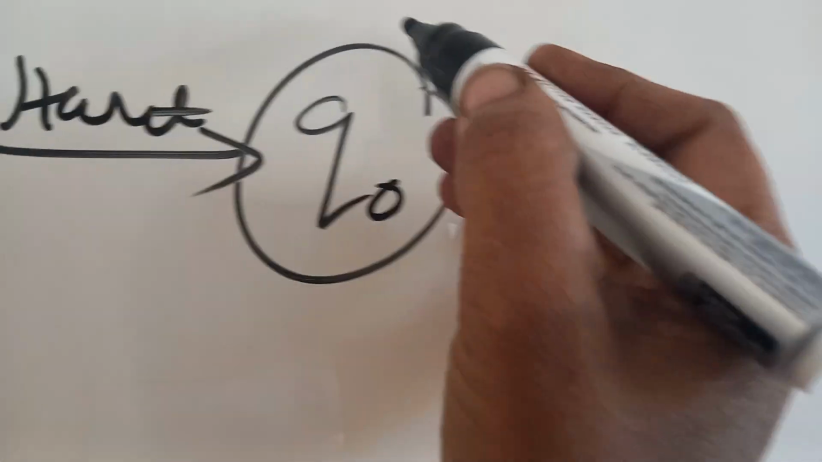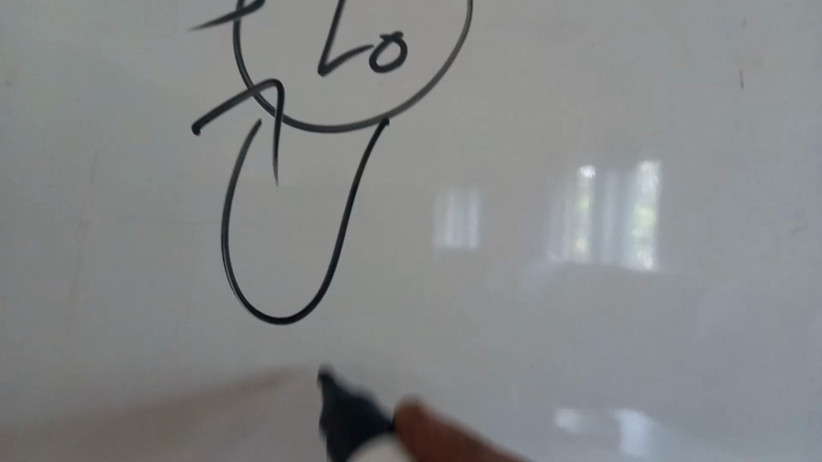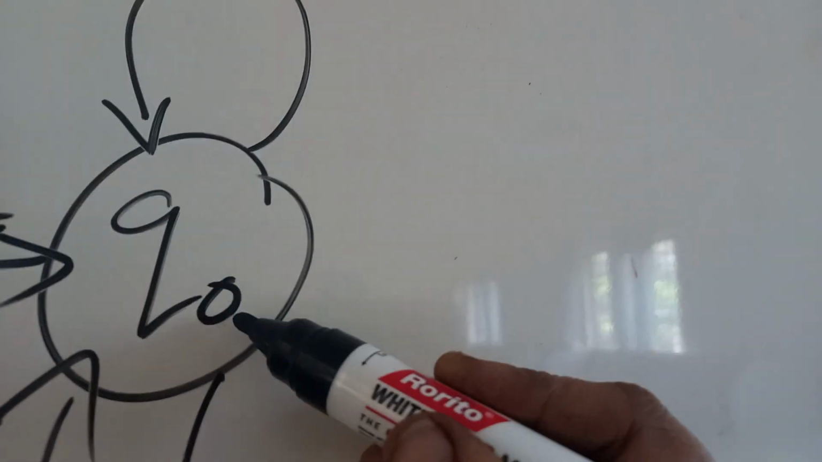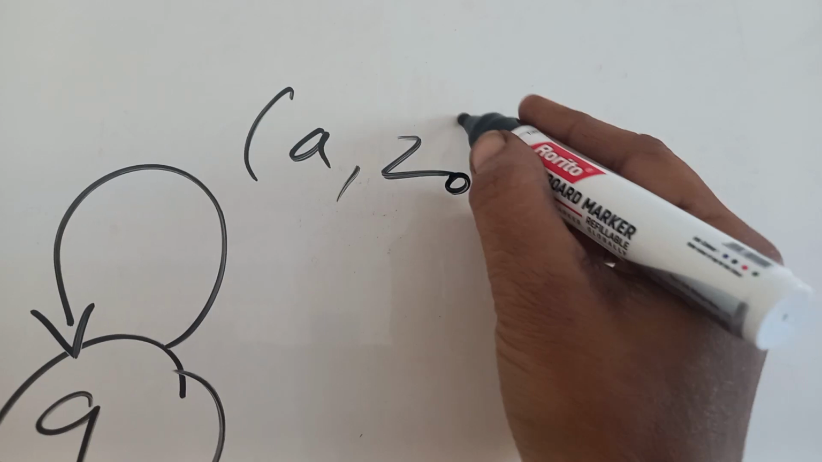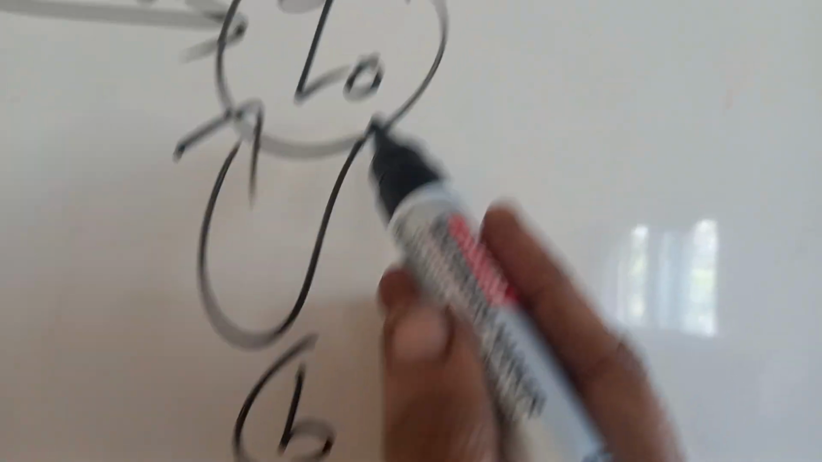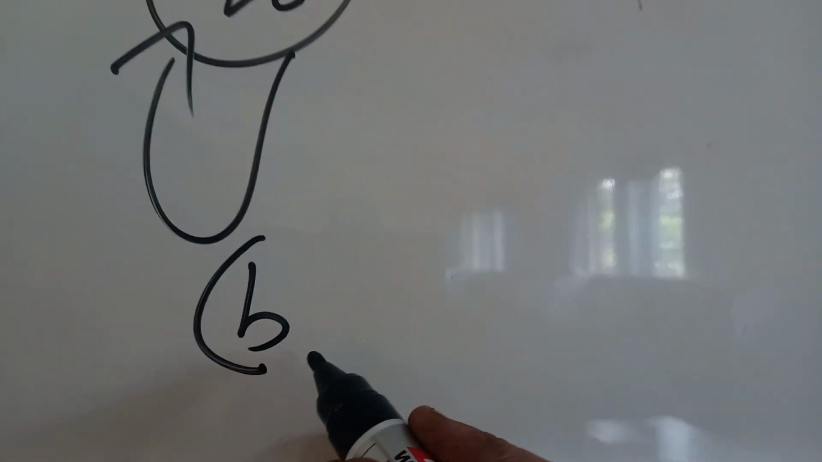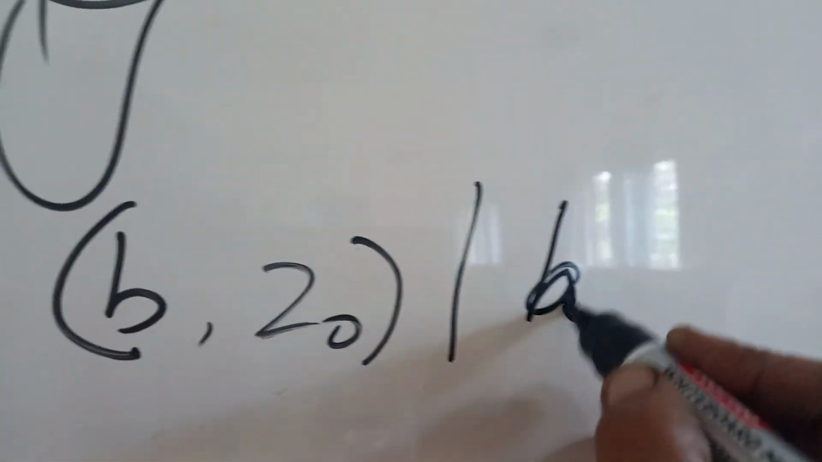The string can start with A or it can start with B, and we are initially in the state Q naught. If the input symbol is A and top of the stack is Z naught, we need to push that into the stack, and the string can also start with a B. So we are in the state Q naught, and if the input symbol is B and top of the stack is Z naught, we simply have to push that into the top of the stack.